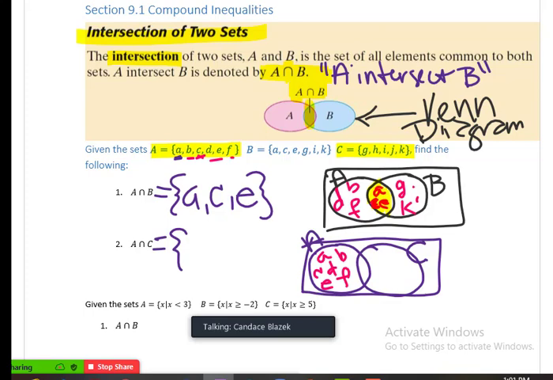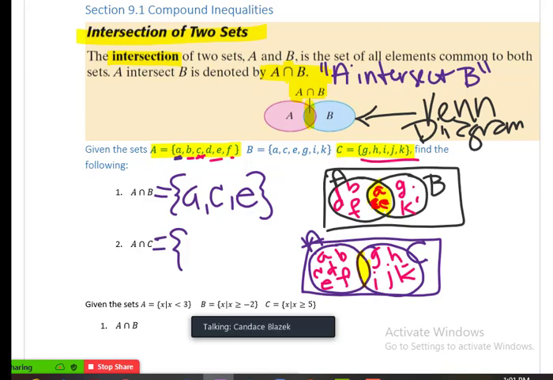And if I looked at the set C, G, H, I, J, K, none of those elements are in set A. So I would write them out here, G, H, I, J, K. Now the intersection of these two sets is this piece here.